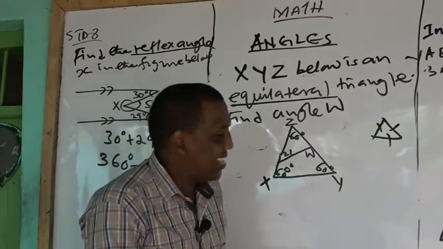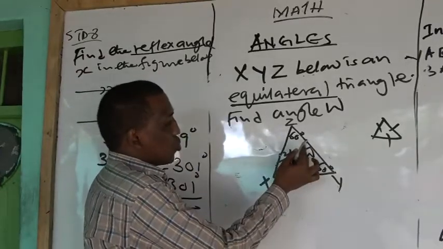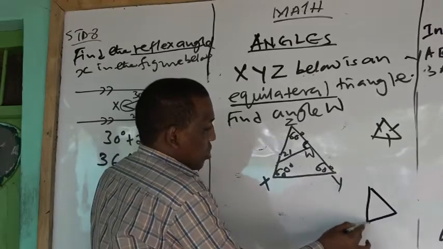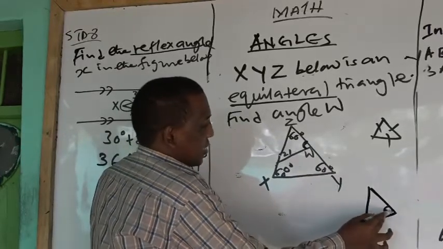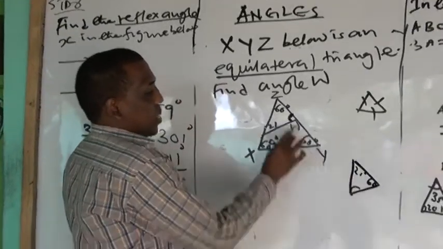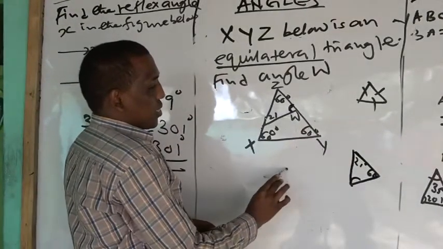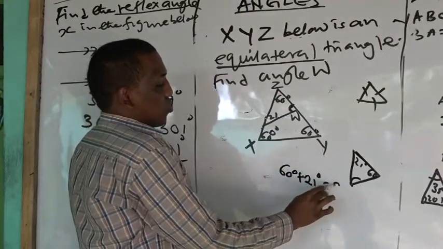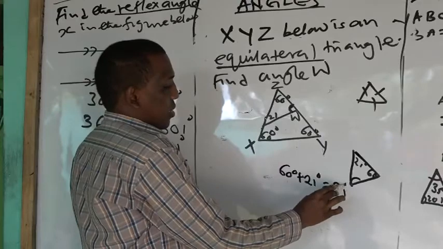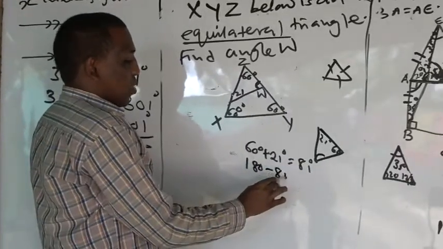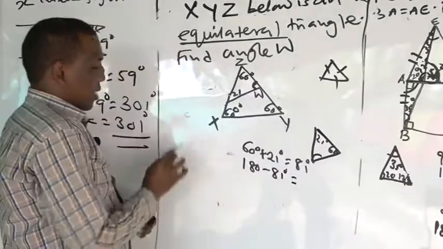Or alternatively, you can add these two. Let us say there's this triangle now. This triangle here is 60 degrees, and here is 21 degrees. So we can get this angle now. You say 60 degrees plus 21 degrees is equal to 81 degrees. So 180 minus 81 degrees. Let us subtract now.